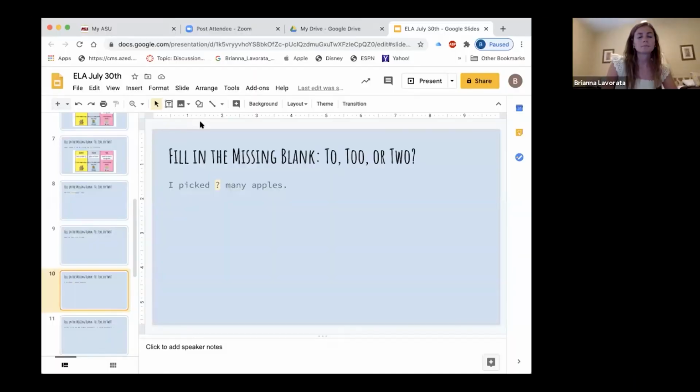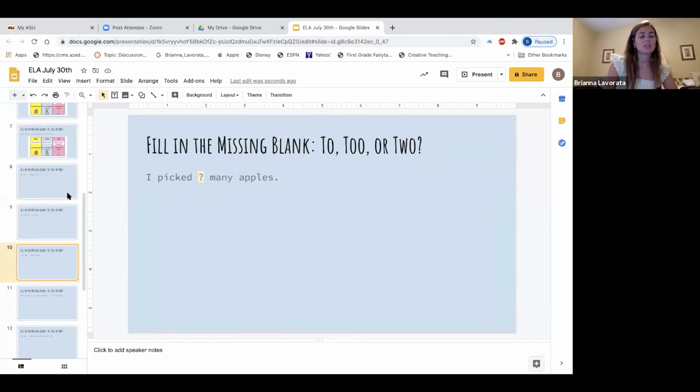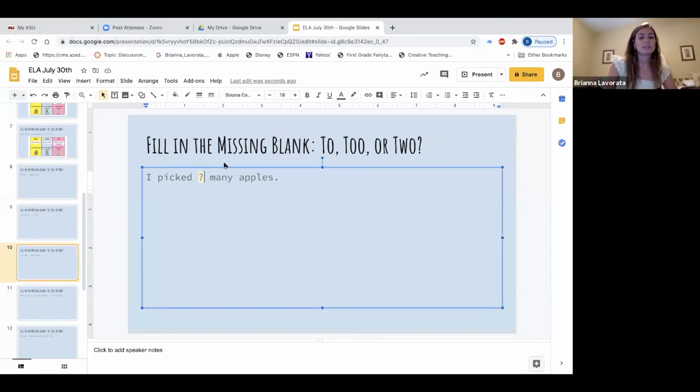So for our next one, let me go ahead and share my screen with you again. It says, I picked too many apples, okay? So again, we're going to use T-O-O, right? Because we want to show we picked too many apples. Our key word there is going to be many, to tell us, okay, we picked a lot of apples, okay? And I want to show that by saying T-O-O.